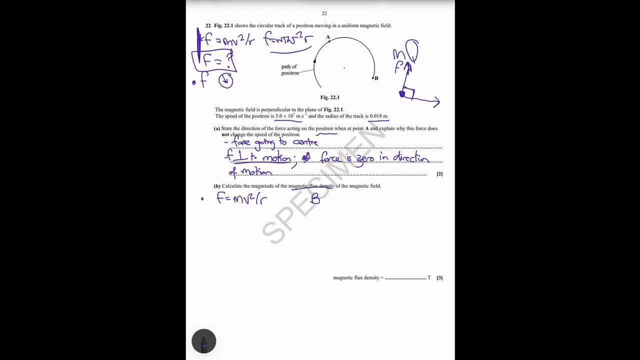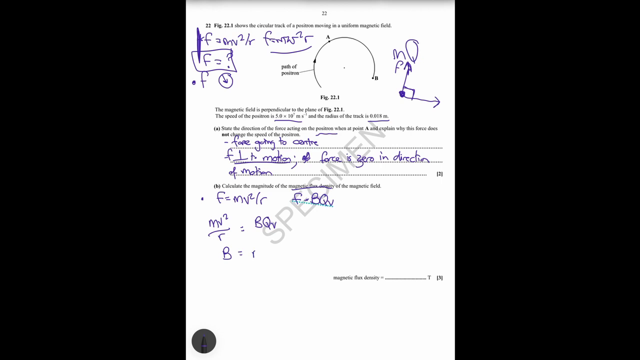And I know that I need some kind of force in there. So is there a force that's also got B in there? Well, yeah, there's F equals BQV. So now I know I can just put these two things equal to each other. So I know that mv squared over r is going to be equal to BQV. Because I'm looking for B, I'll just rearrange it to say B equals.